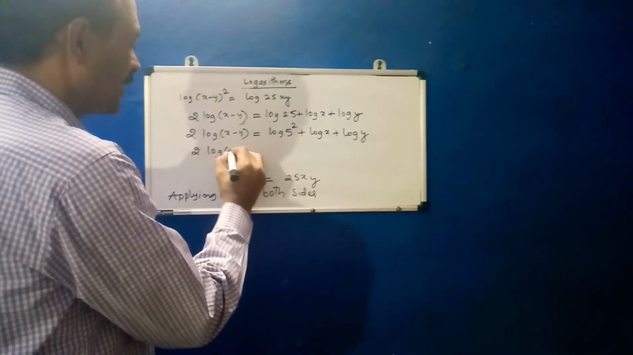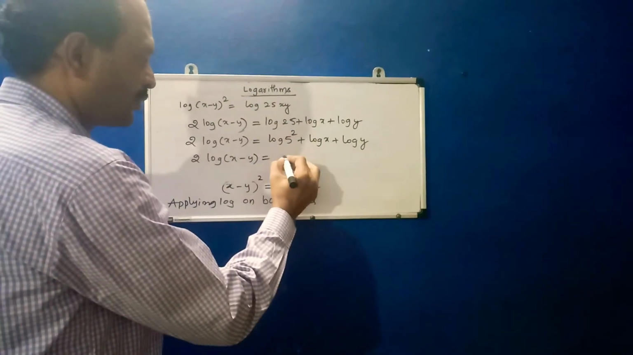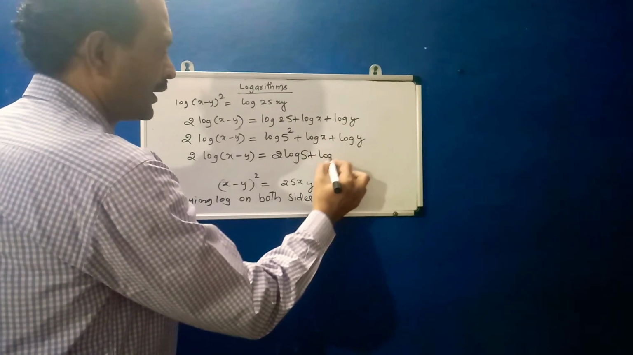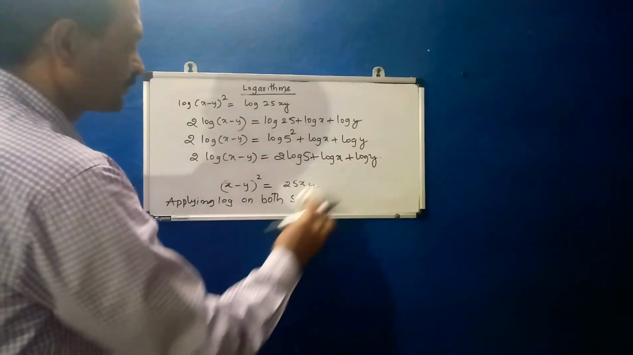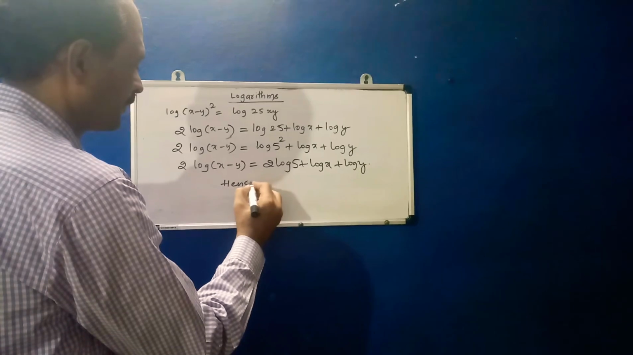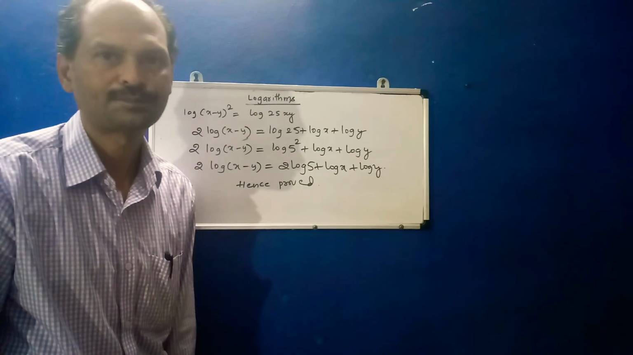In the next step it changes to 2 log (x minus y) equal to, this becomes 2 log 5 plus log x plus log y, which is our result. Hence proved.